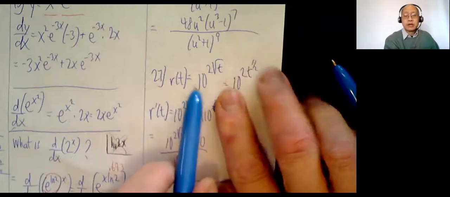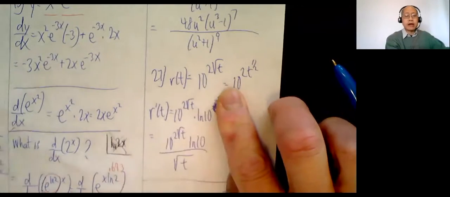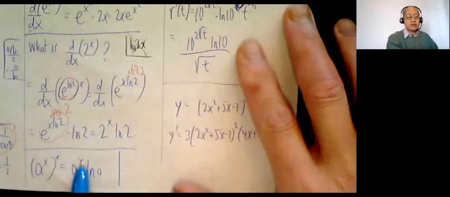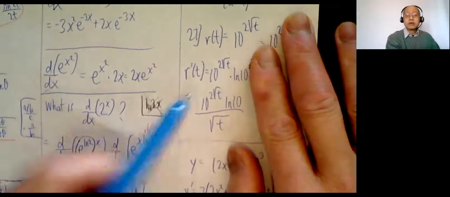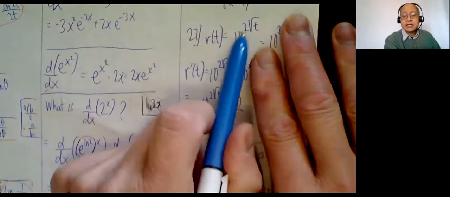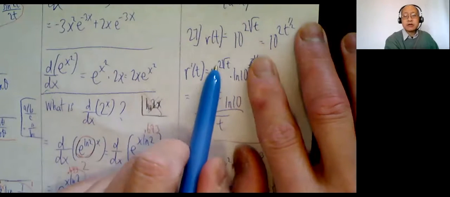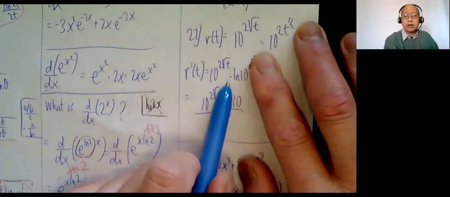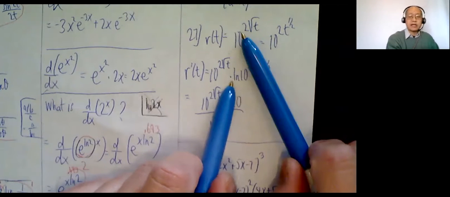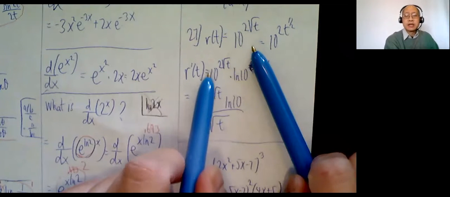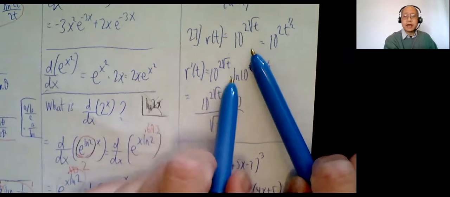Okay, so here we go. So how do I take the derivative of 10 to the 2 radical t? So I'm taking advantage of this new rule. A to the x prime is a to the x ln a. So the derivative of this is same thing, 10 to the 2 radical t times natural log of 10. Okay, again, we don't like that extra ln. That's why we like base e in calculus. 10 to the 2 radical t, ln 10.